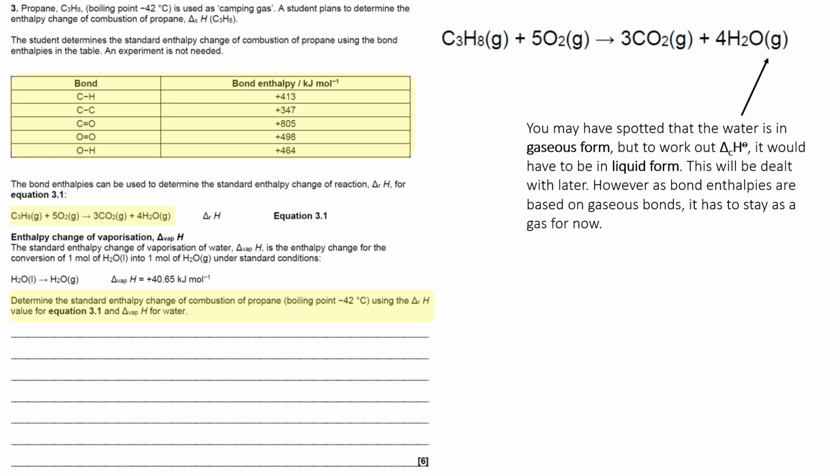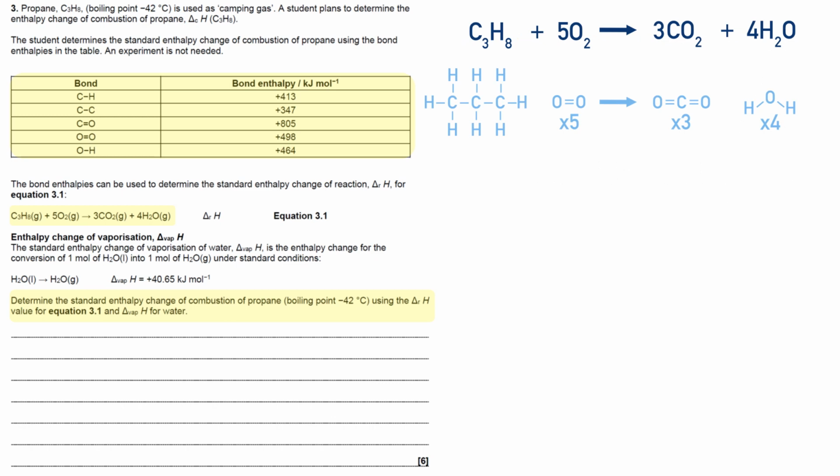Now, why is it in gaseous form? That's because the bond enthalpies are all in terms of bonds that are found in the gaseous state, not in the liquid or the solid state. So let's leave it as a gas for the moment and come back and deal with that a little bit later. So once we've identified all the bonds, you can apply the equation that we've just been working on.